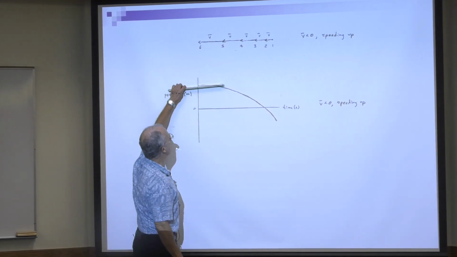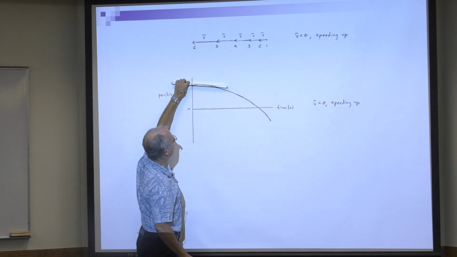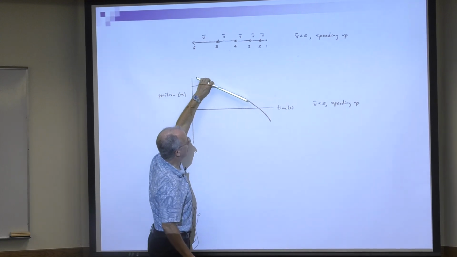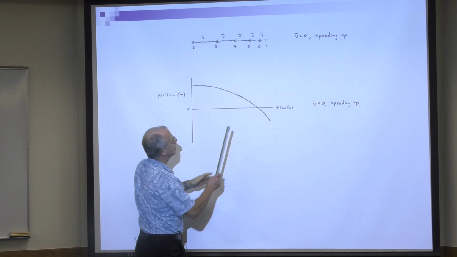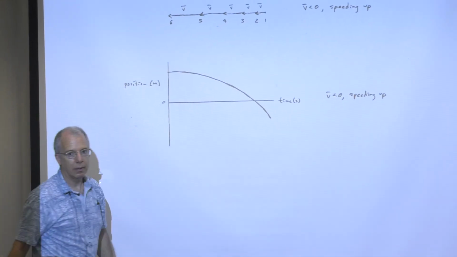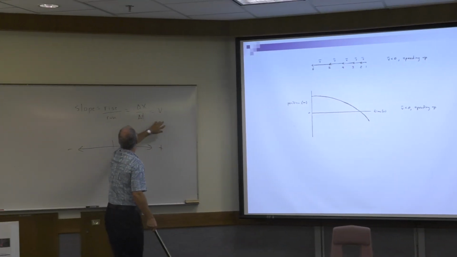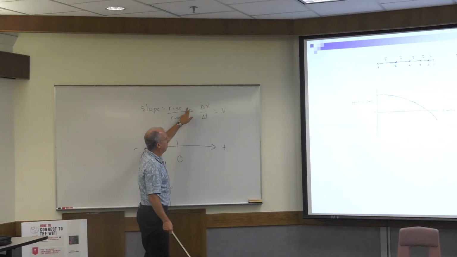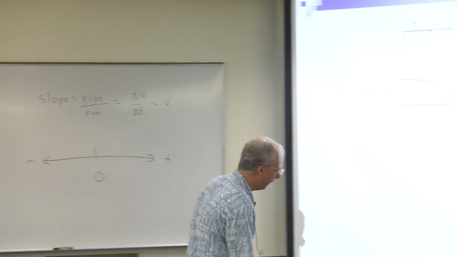So here the slope is 0. Now what happens to the absolute value of the slope? It gets larger and larger and larger. So that indicates that the speed increases. So it's all about slopes, right? The velocity is the slope of a position versus time graph. That's the important thing.